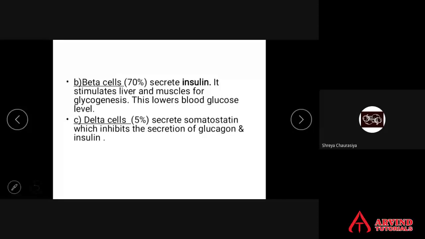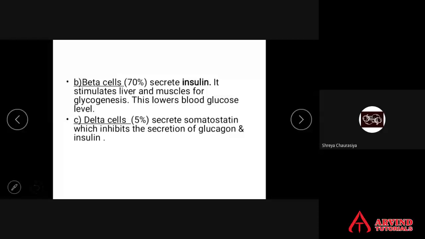Delta cells, 5% are delta cells. They secrete somatostatin, which inhibits the secretion of glucagon and insulin. Delta cells produce somatostatin, and somatostatin is a check hormone. If there is excess of glucagon in the blood, it will tell the alpha cell not to produce glucagon. If there is excess insulin in the blood, it will tell the beta cell not to secrete what? Insulin. ये दोनों को control करने के लिए.